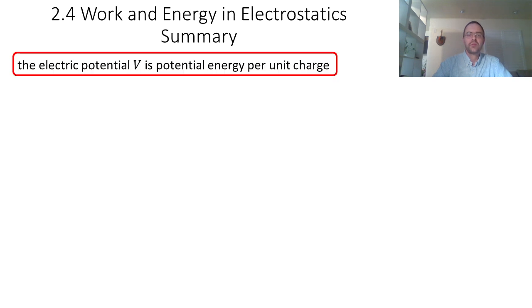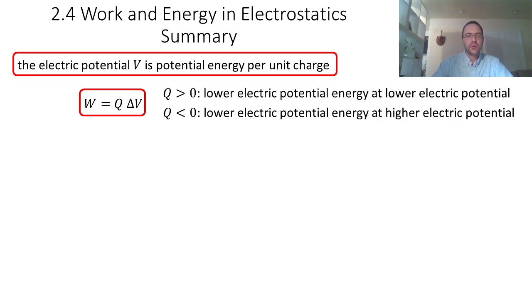So let's summarize what we learned in this video. We introduced a new way to think of the electric potential in terms of a potential energy per unit charge. The energy for moving a charge can be given as the charge times the difference in potential. So for a positive charge, it will tend to lower its electric potential energy by going towards lower electric potential. And for a negative charge, it will tend to lower its electric potential energy by going towards higher electric potential.